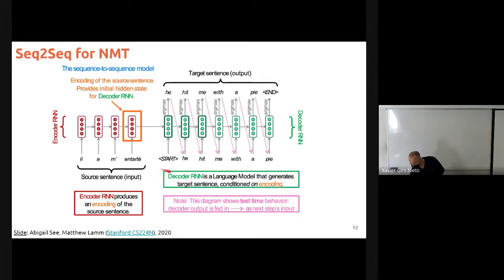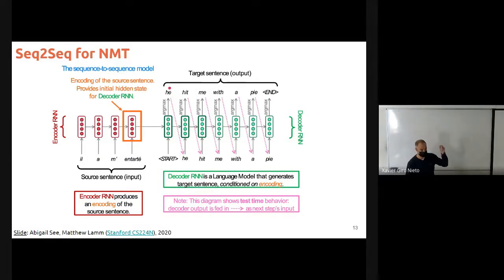So here, the token is called start. I think it was "go" in the previous example, but it just means it's a special token. Then the output will be a softmax layer. There's only an arrow, but I think there's a softmax layer predicting one of the possible output tokens, which will be maybe all the words in English. We take the maximum value of the softmax output, and that will be the first word that we predict.